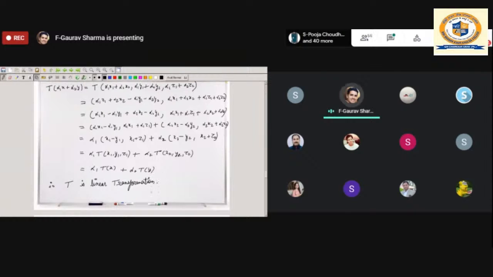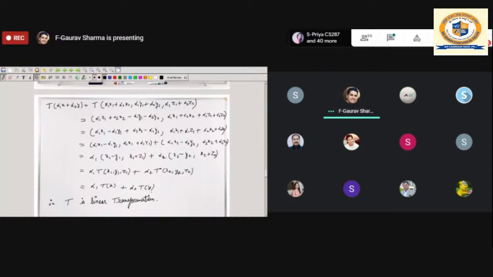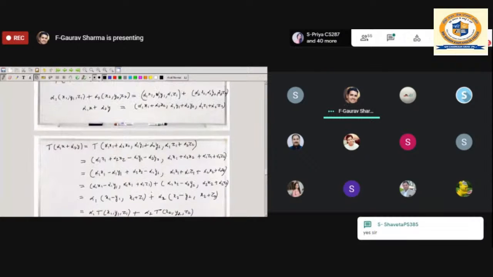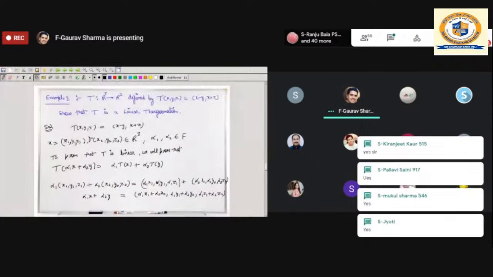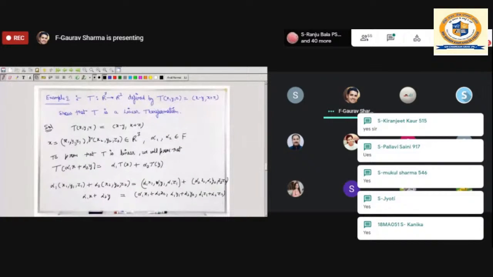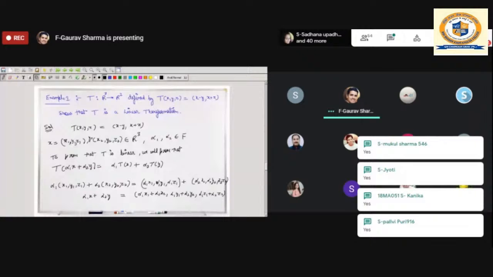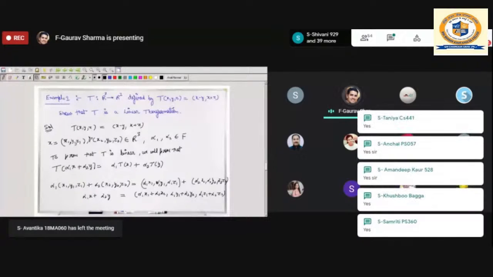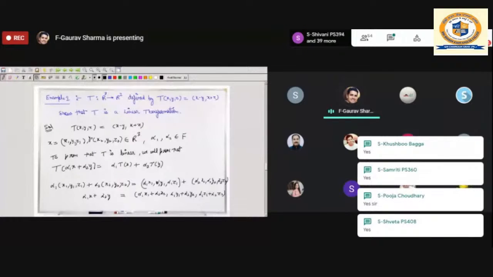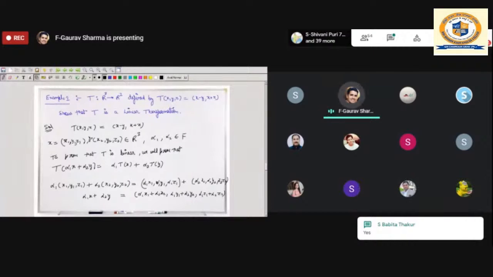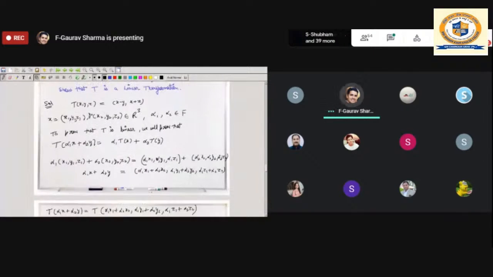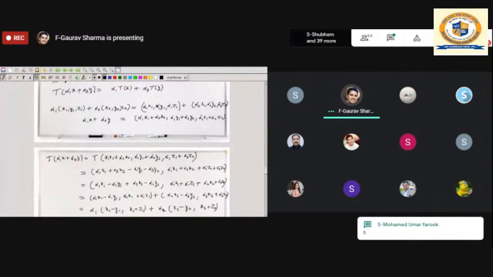If you have any doubt, you can ask. If it is clear, please write yes. We have taken one example. We proved the given condition that T of alpha 1 x plus alpha 2 y equals alpha 1 times T of x plus alpha 2 times T of y. So 20 responses are there, but almost 45 students are present. Please write quickly if you understood this concept.